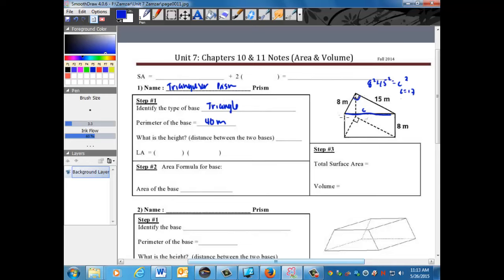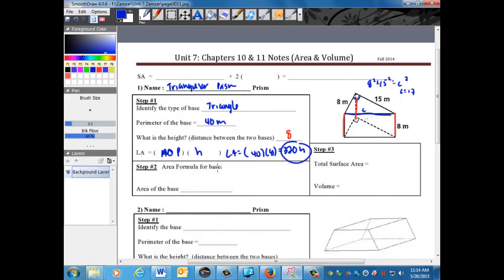The height is going to be this length here. It creates a 90-degree angle. So here's our height. We have 3 heights in this shape, just like we have 2 bases. So the height is going to be 8. Our lateral area is going to be our perimeter. And so actually let's do this first. Let's put P times H. And so lateral area is going to equal 40 times 8, which is 320 meters.